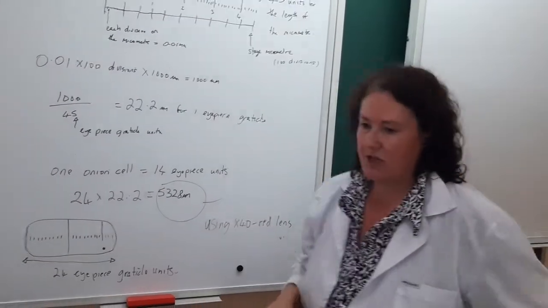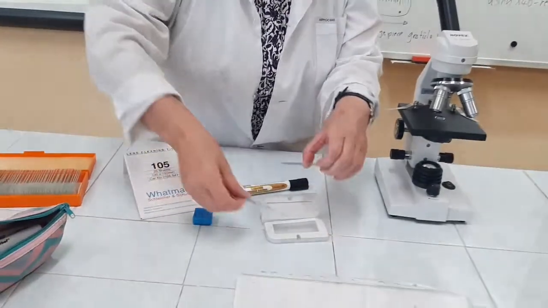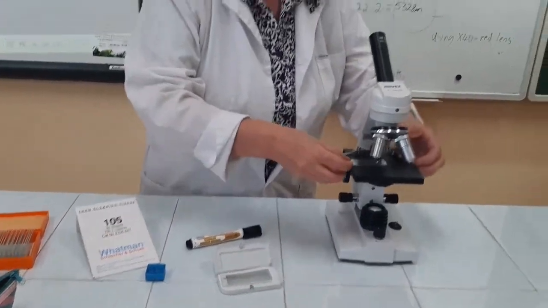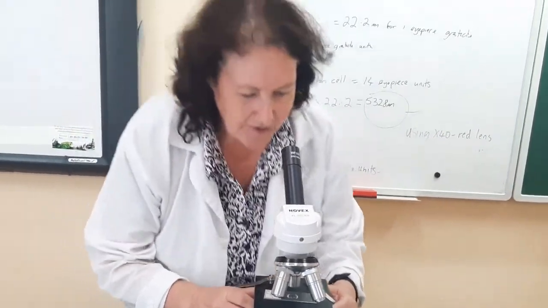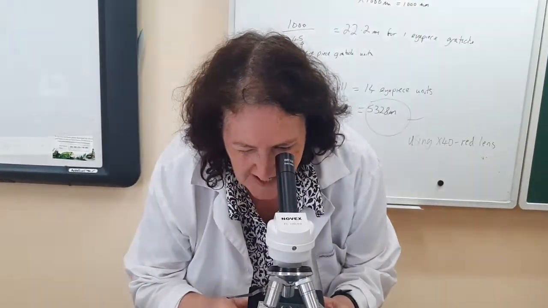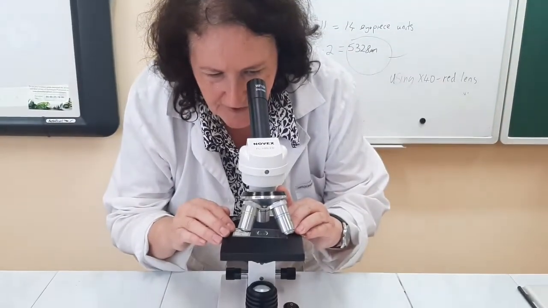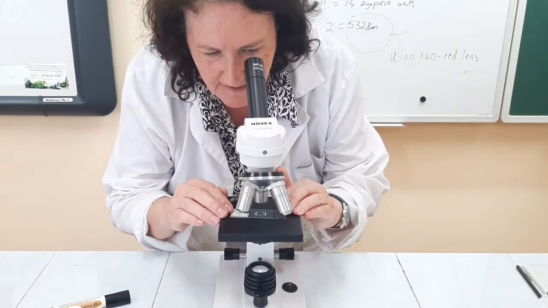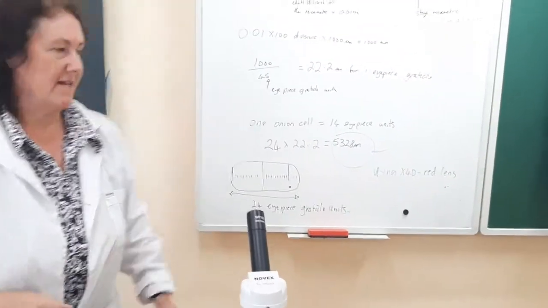Then what you need to do is get an onion cell. I'm just using a prepared one at the minute. You line this up and pick a really big cell, just for revision purposes. I picked a really big one just so that you can see it.